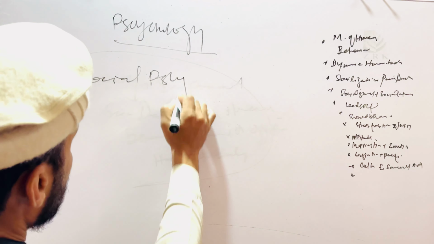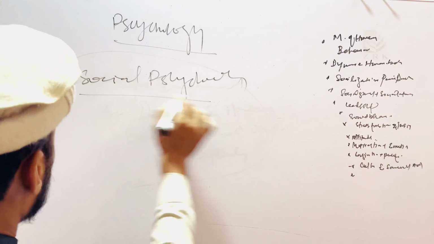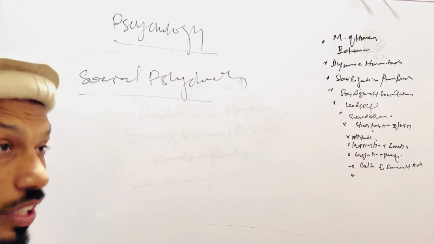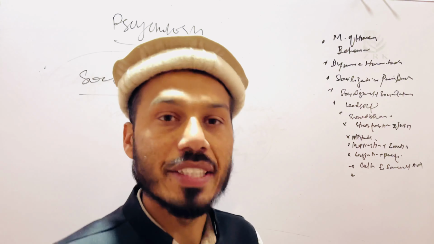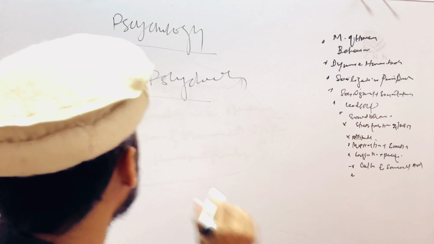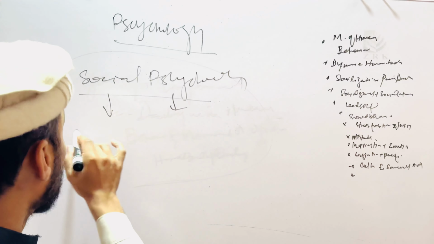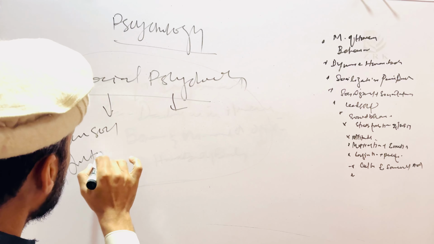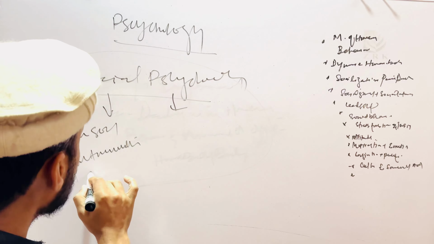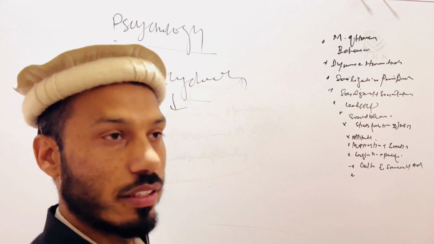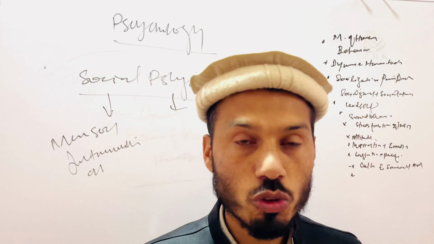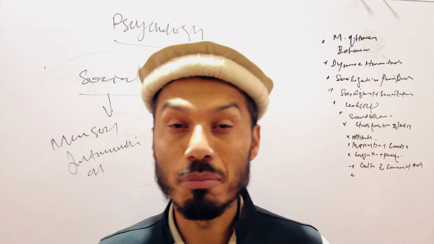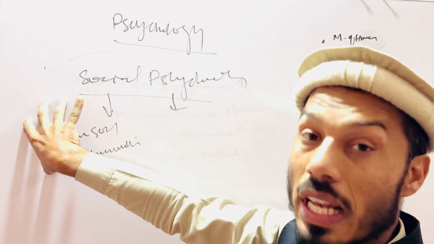Social psychology. Social psychology is that type of psychology which is concerned with the social interaction. Social and psychology. Social means social interaction with the outside of the environment. The social interaction concerned with the outside of the environment is called social psychology.